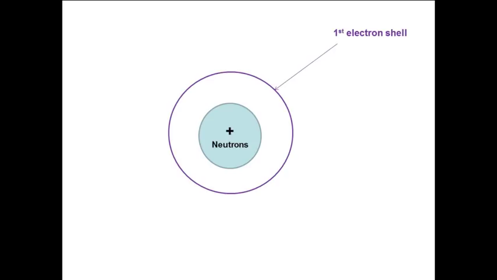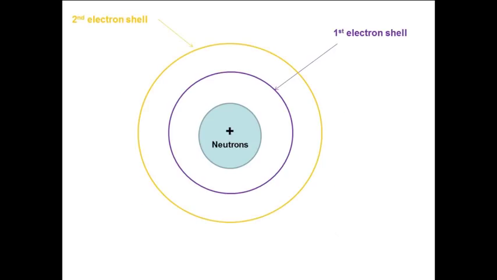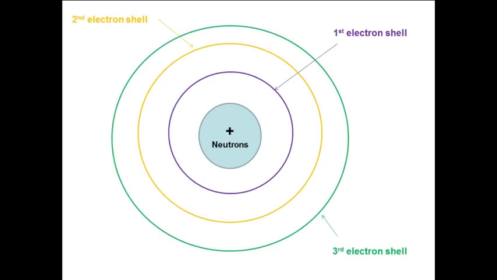The further away from the nucleus an electron is, the more energetic it is, so the more energy it has. There's one first electron shell, and then a second electron shell, and a third electron shell. And there's more than this because some elements have many, many electrons. For our purposes, we won't look at anything that goes above the third electron shell.